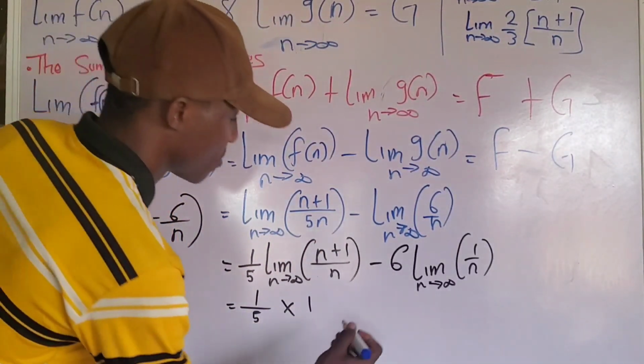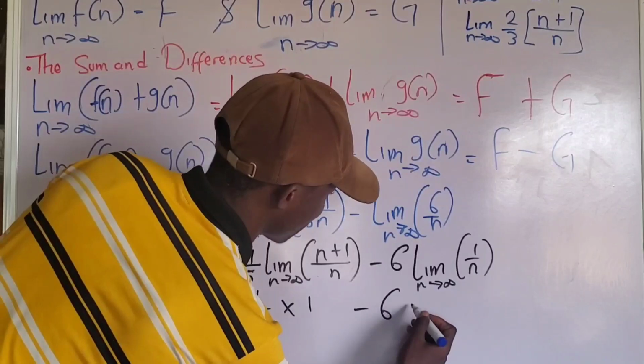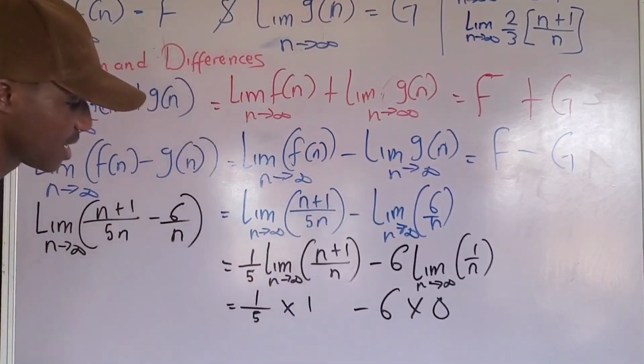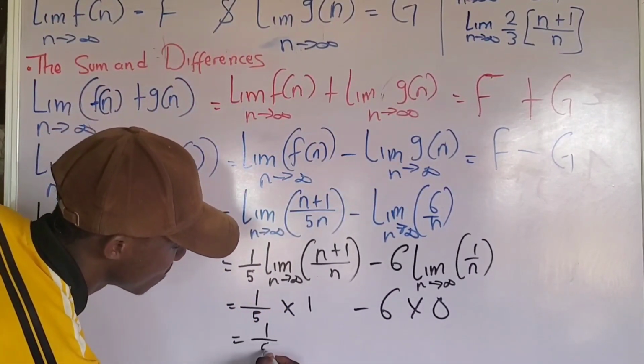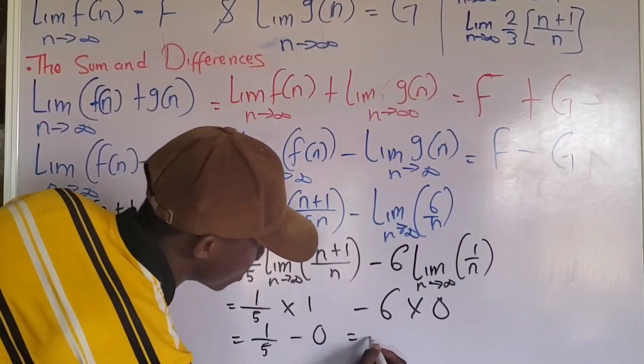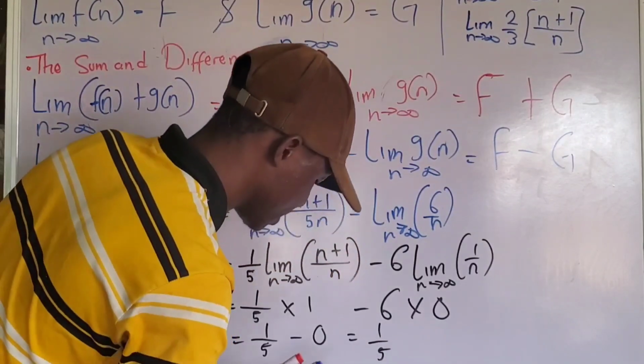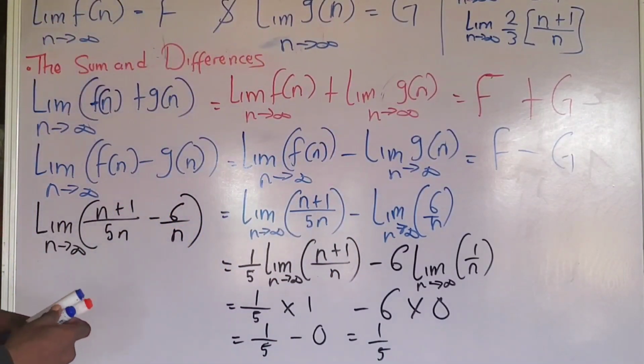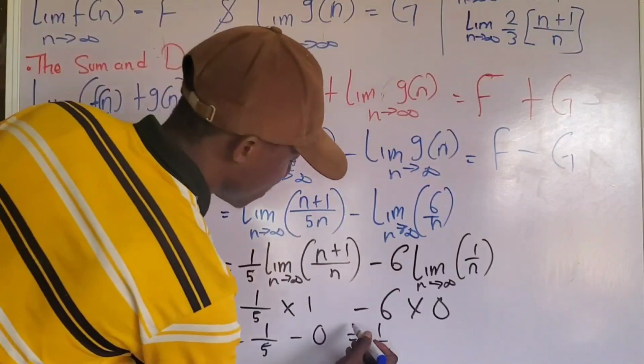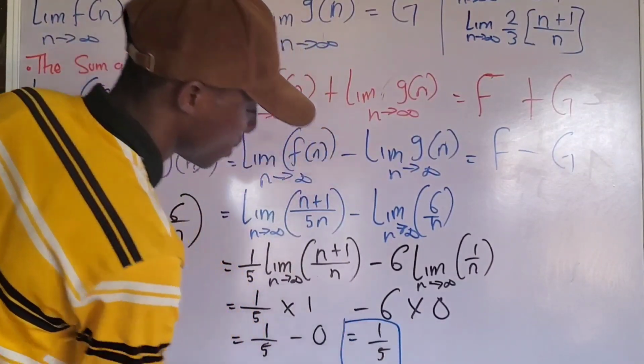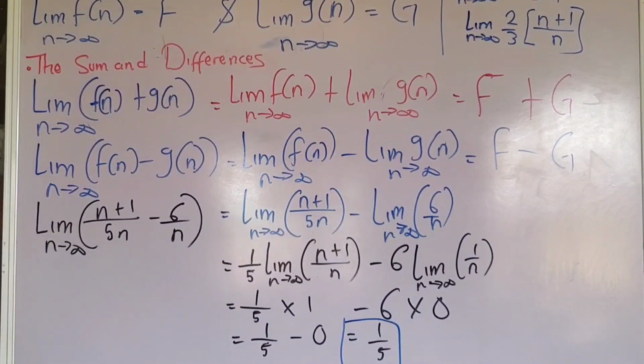So for this, I'm going to have minus 6 multiplied by 0. Okay? So that means I'm going to have 1 over 5 minus 0, which is what? 1 over 5. Okay? That is the limit of the function. I'm very sure you understand. That is the limit of the function. The limit of this function is 1 over 5.